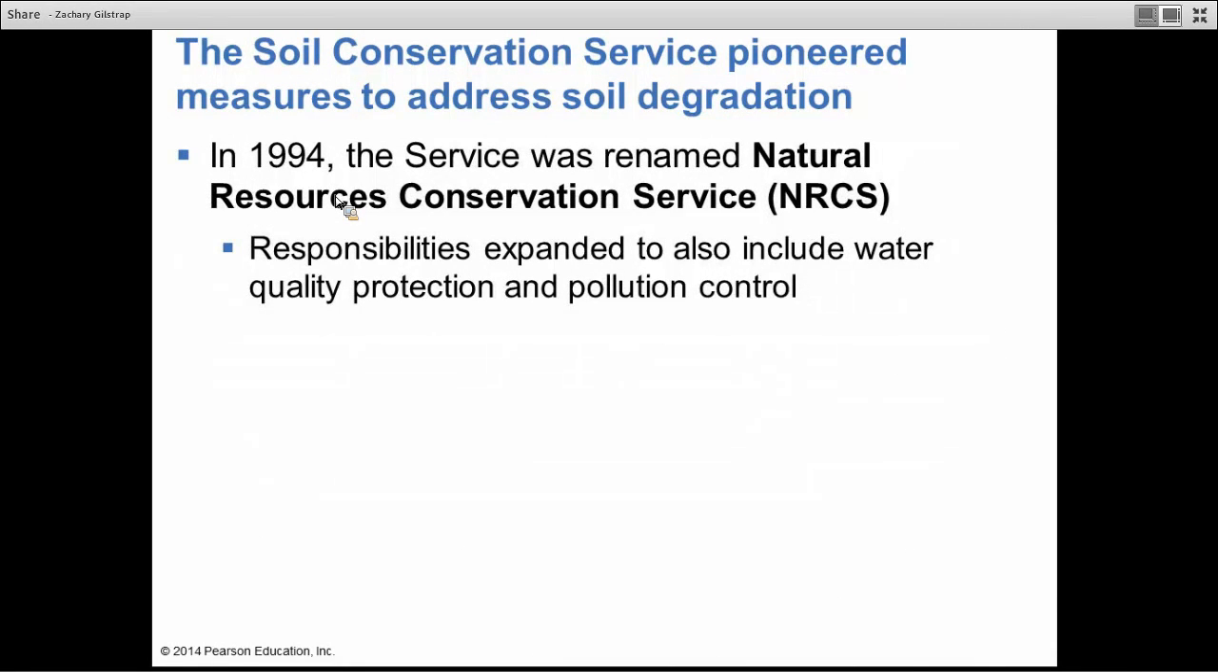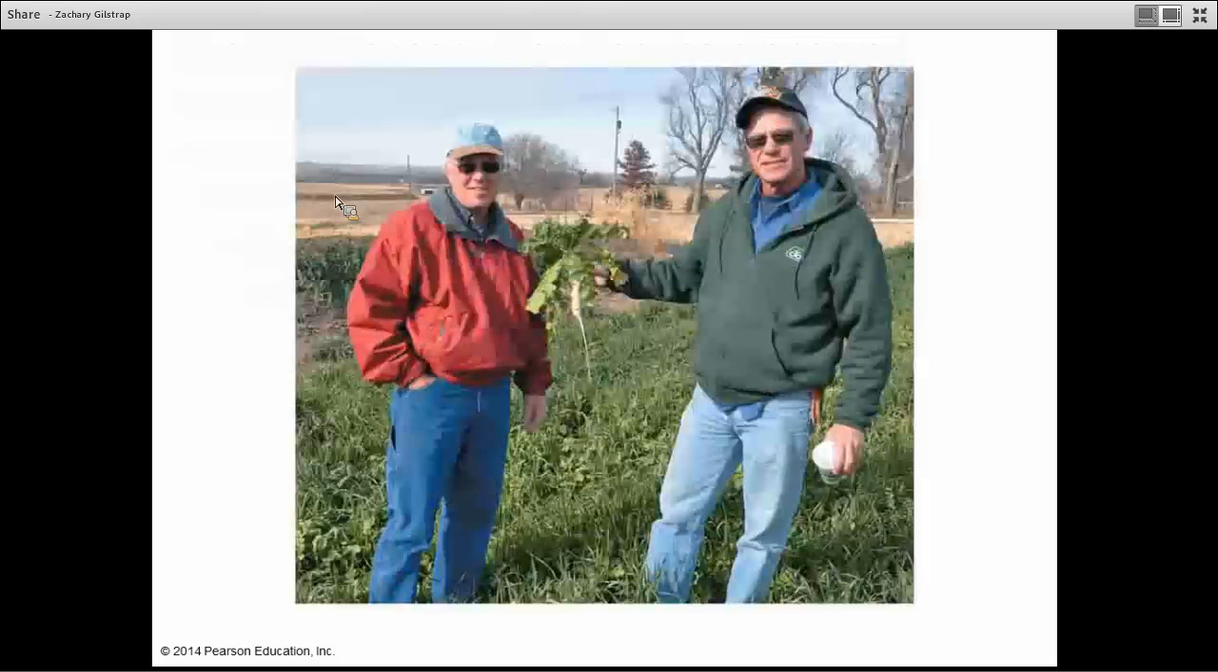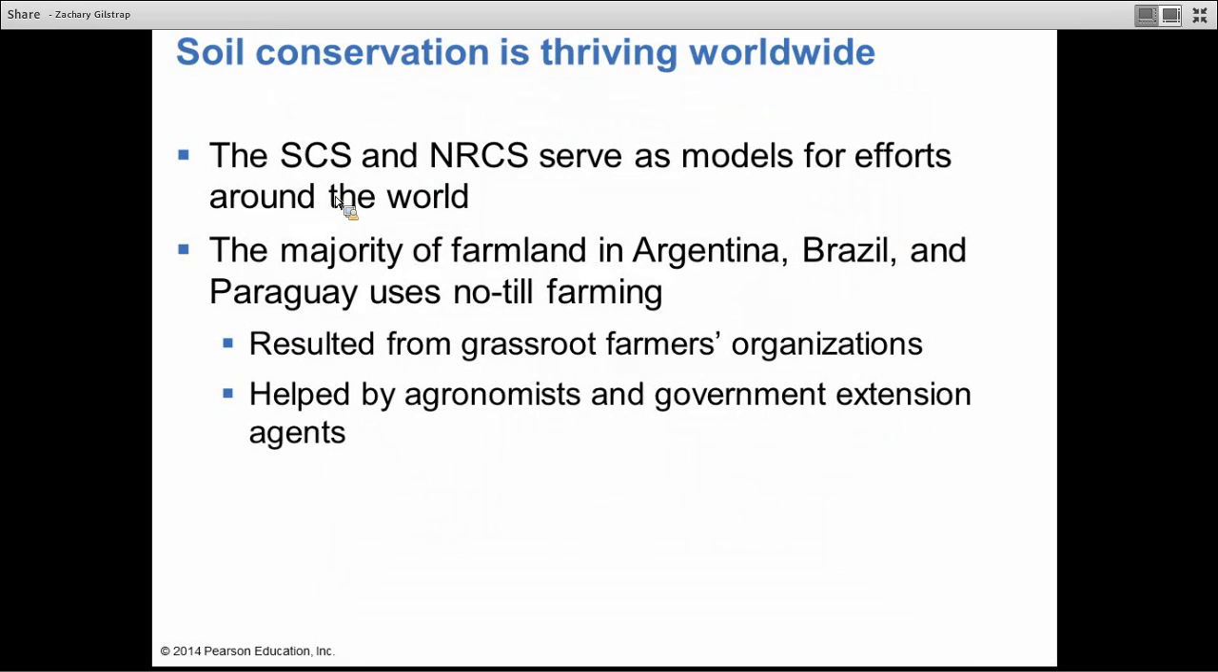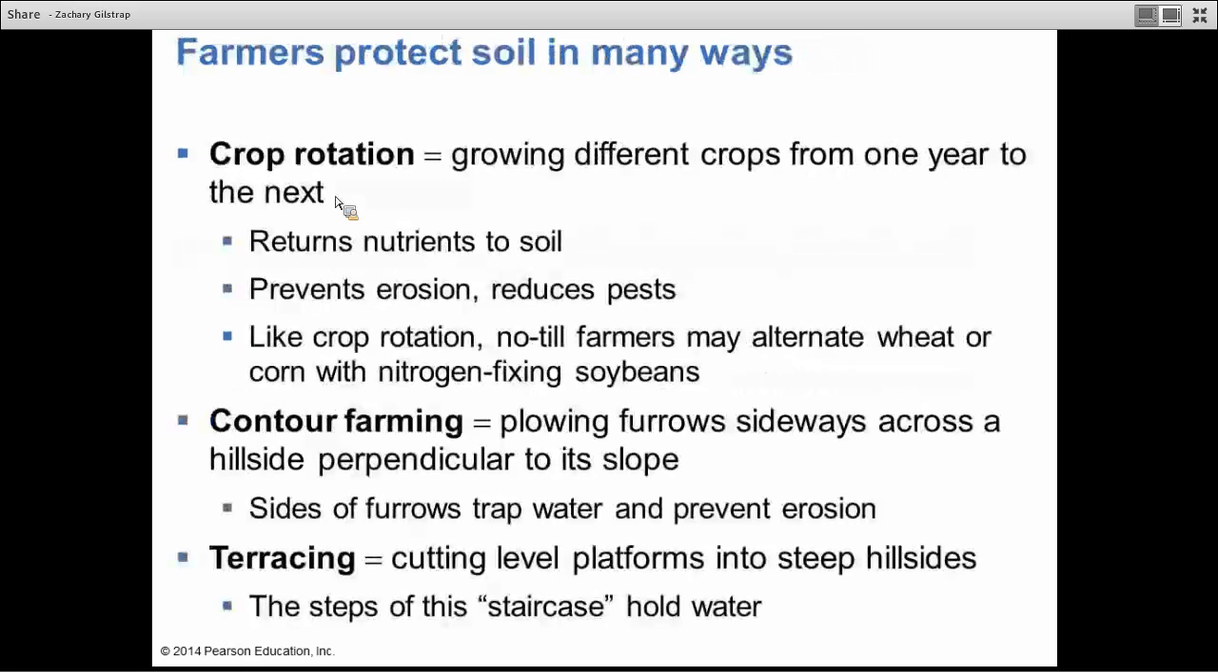So in 1994, the SCS was renamed the Natural Resources Conservation Service, and its responsibilities were expanded to include water quality and air pollution control, and not just soil quality control. So here's a couple of people dedicated to the conservation of soil. This thing is thriving worldwide. The SCS and NRCS serve as models for efforts around the world. The majority of farmland in several countries in South America use no-till farming, and this has resulted from grassroots farmer organizations. It's helped by just about everyone from every sector.